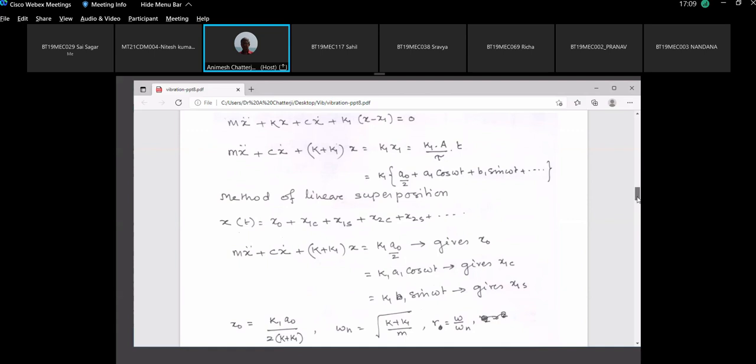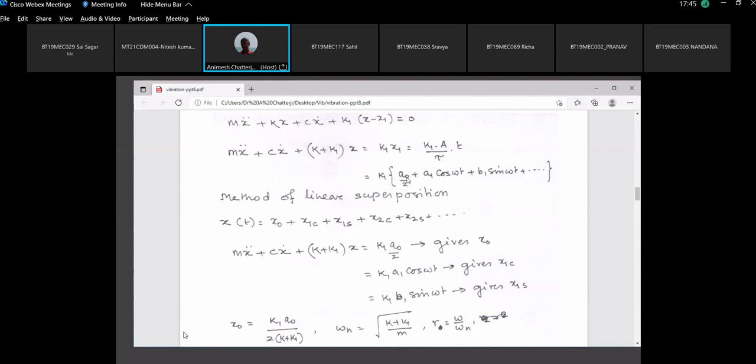Now, for A0, this is a static force. So this is a static force. The static deflection will be force divided by stiffness. Stiffness is K plus K1. So force is K1 into A0 by 2. This is a static force. It will introduce a static deflection. Static deflection is static force divided by stiffness. Static force is K1 into A0 by 2.